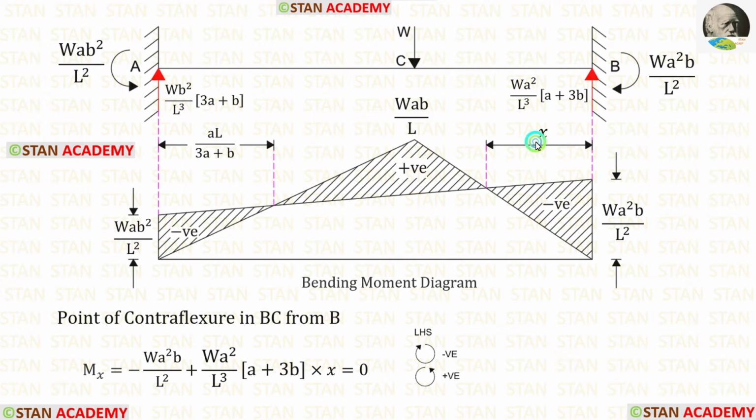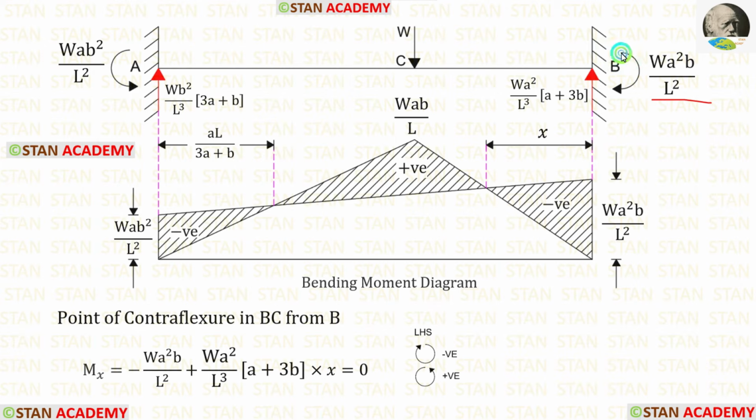Now let us find the distance of contraflexure for BC. At the point of contraflexure, let us make a section at a distance of x from the point B. In this section, we have to find the moment. I am going to find out the moment from the point B. In this case, I am moving towards the left hand side. Clockwise will be negative and anti-clockwise will be positive.